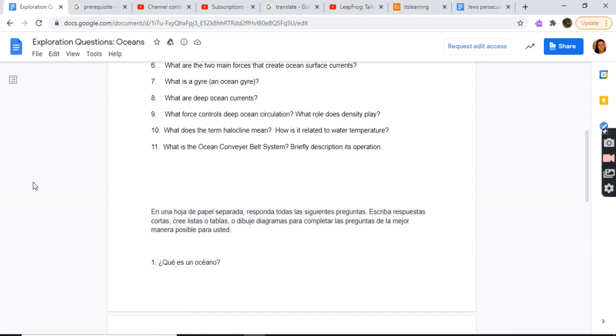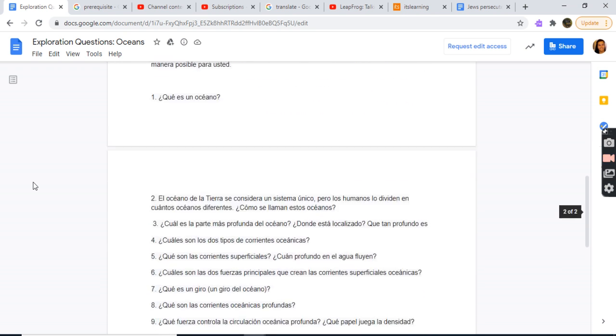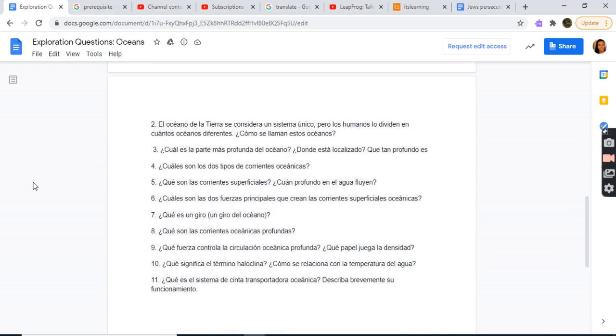Briefly describe its operation. This is all of the Spanish work. All of it in Spanish.